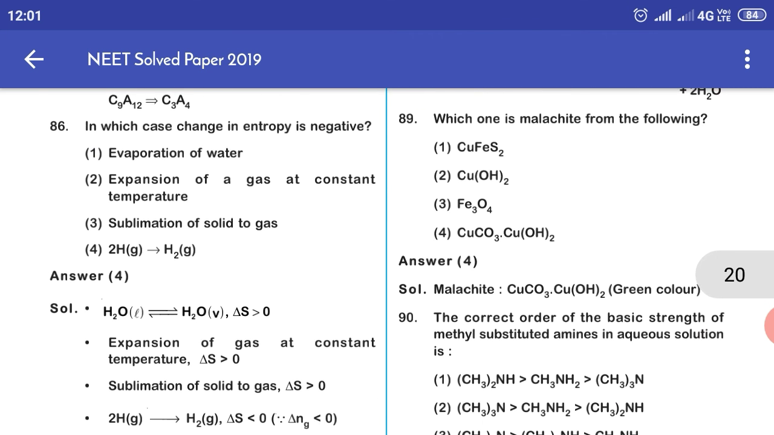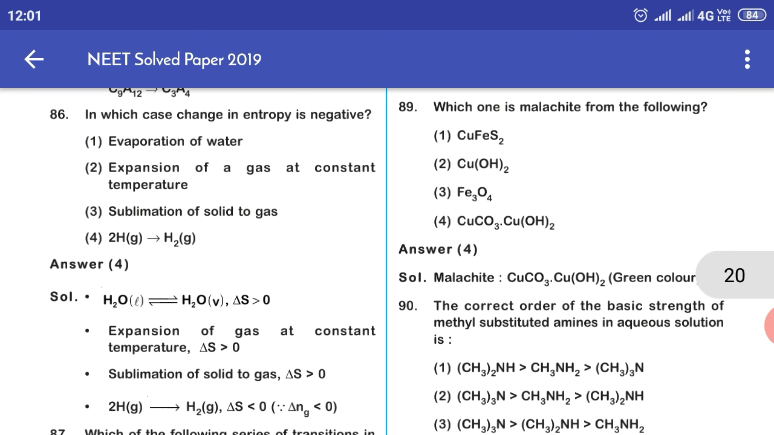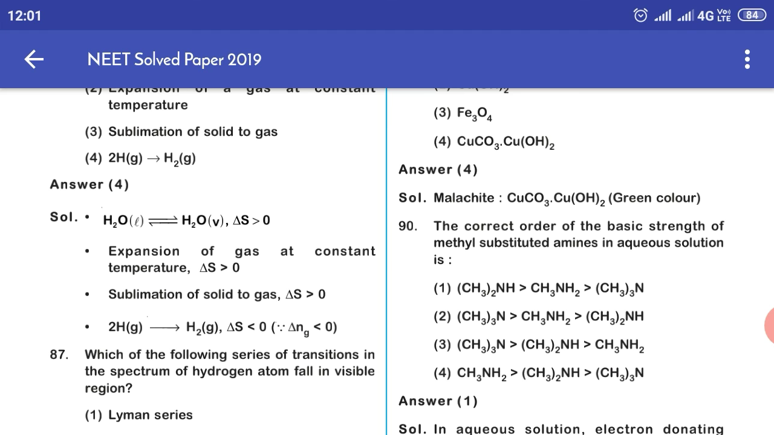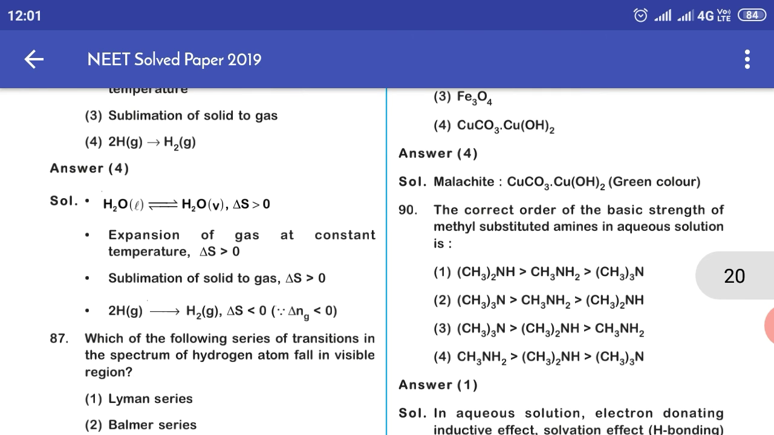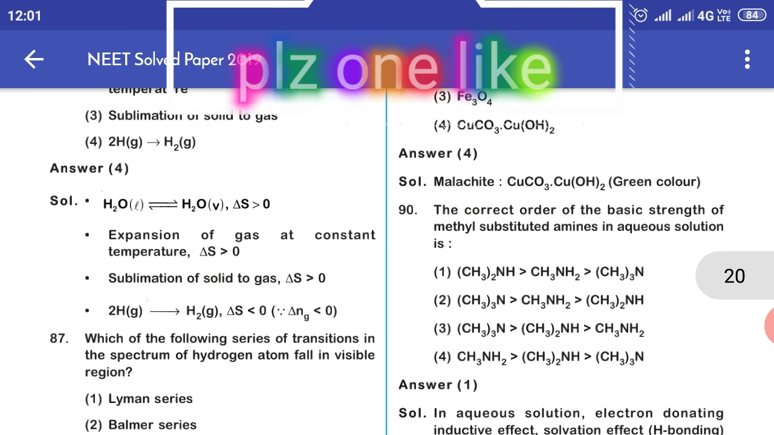Question number 86. In which case is the change in entropy negative? Option 4, that is 2H gas gives H2 gas. Here H2 liquid gives H2 vapour. Expansion of gas at constant temperature, del S is greater than 0. Sublimation of solid to gas, del S is greater than 0. 2H gives H2, del S is less than 0 because del n, the number of moles change, is less than 0.